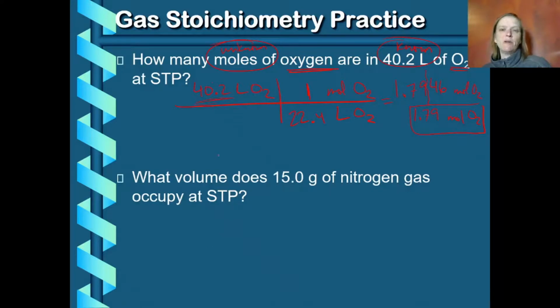Let's do another example. What volume does 15 grams of nitrogen gas occupy at STP? Here I'm starting with a mass in grams as my known. But this time I'm not converting to moles or from moles either. I'm going to go all the way to a volume as my unknown.